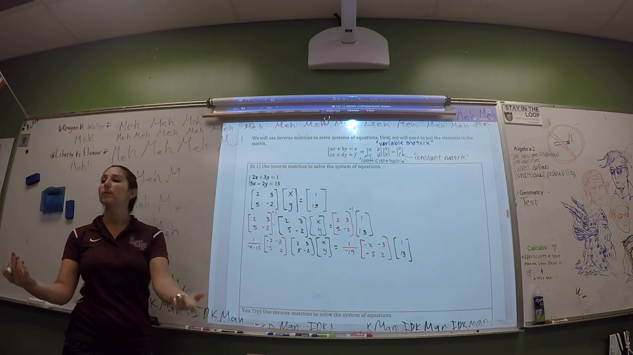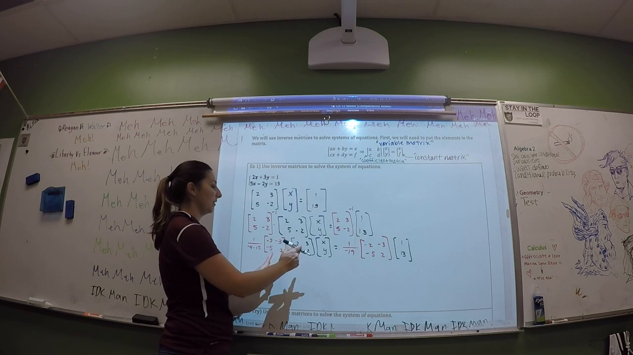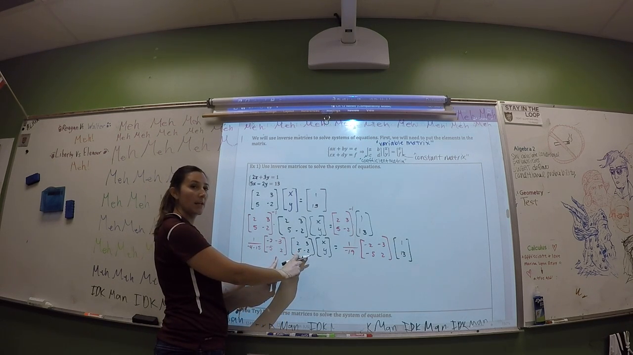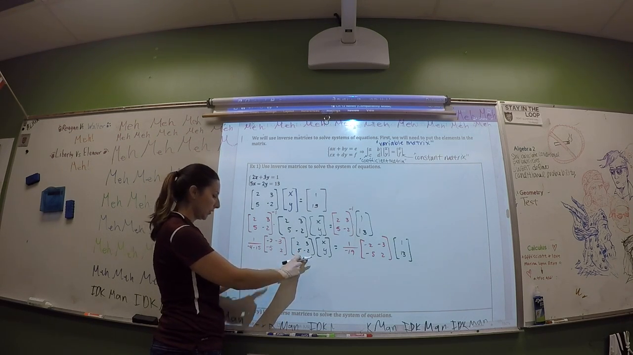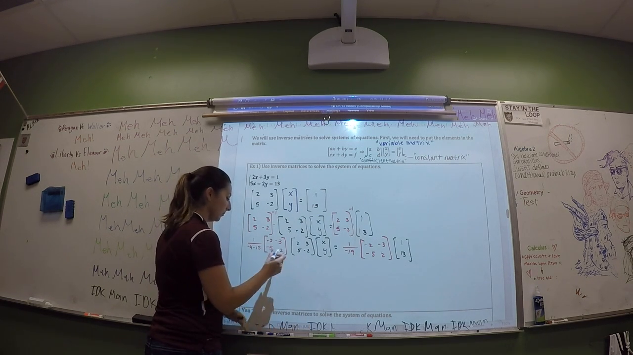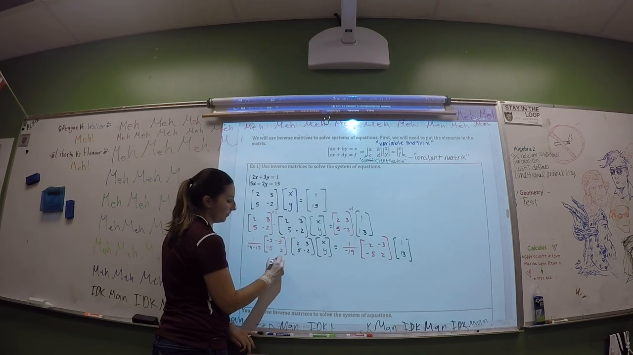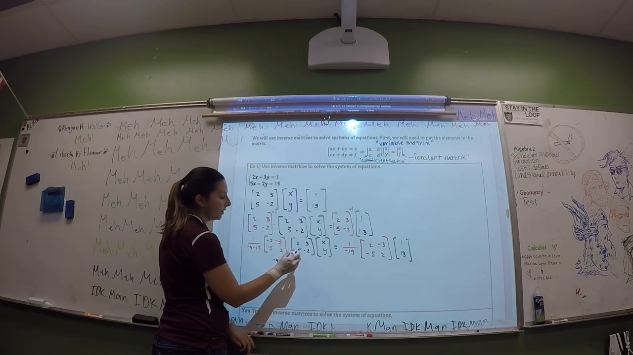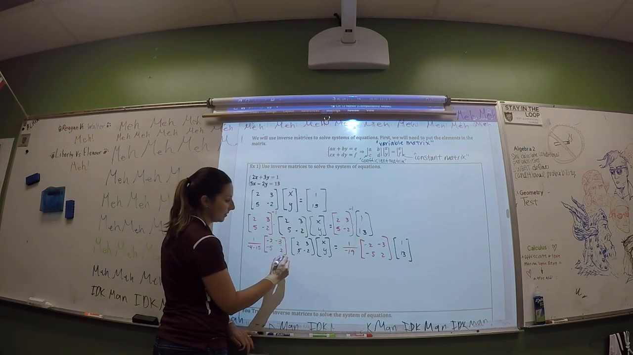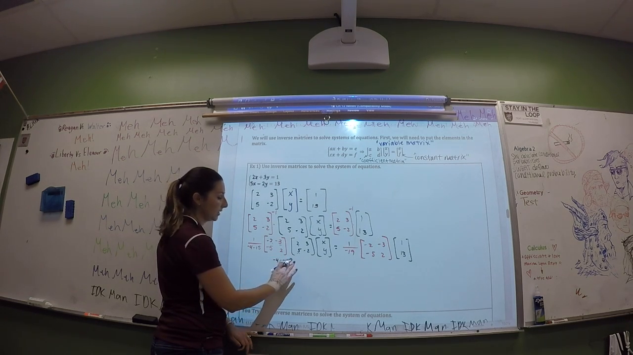Now, we don't have a calculator, so what we would do is multiply these two matrices together, and we should get the identity matrix. So we're going to do -2 times 2, which is -4. Then we do -3 times 5, which is -15. We add those together, and we get -19.